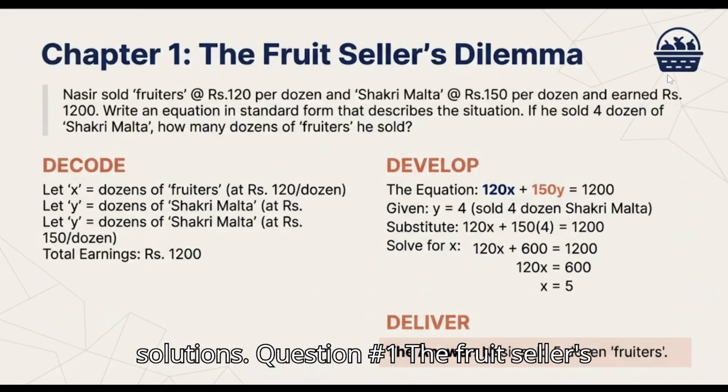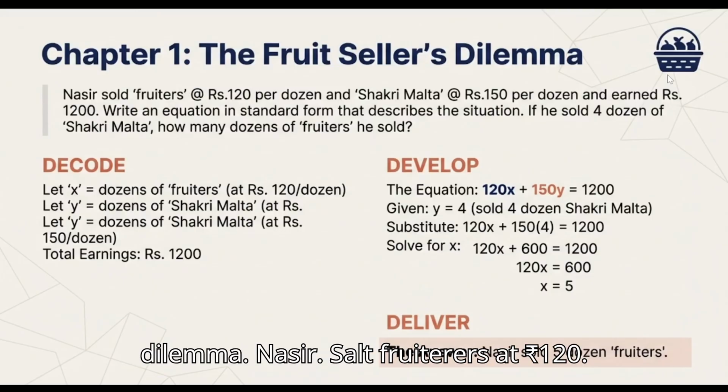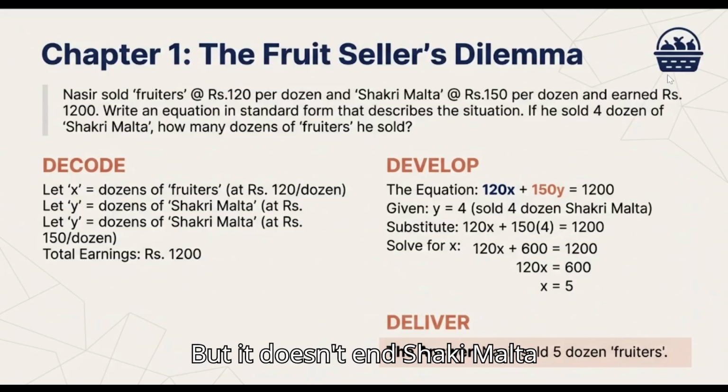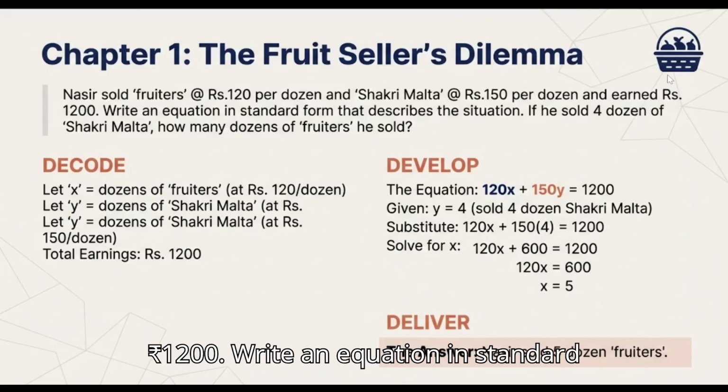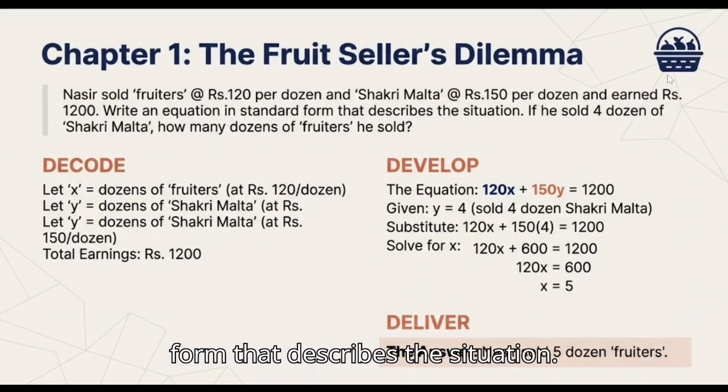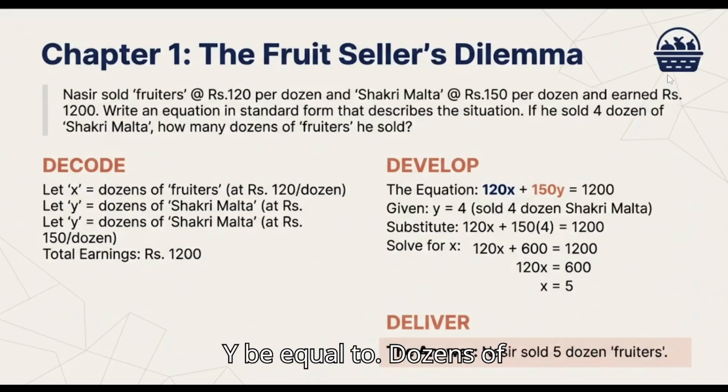Question number 1. The fruit seller's dilemma. Nasir sold fruiters at 120 rupees per dozen and Shakri Malta at 150 rupees per dozen and earned 1200 rupees. Write an equation in standard form that describes the situation. Firstly, let x be equal to the dozens of fruiters which is at 120 rupees per dozen, and let y be equal to the dozens of Shakri Malta at 150 rupees per dozen, and the total earnings that Nasir earned is 1200 rupees.